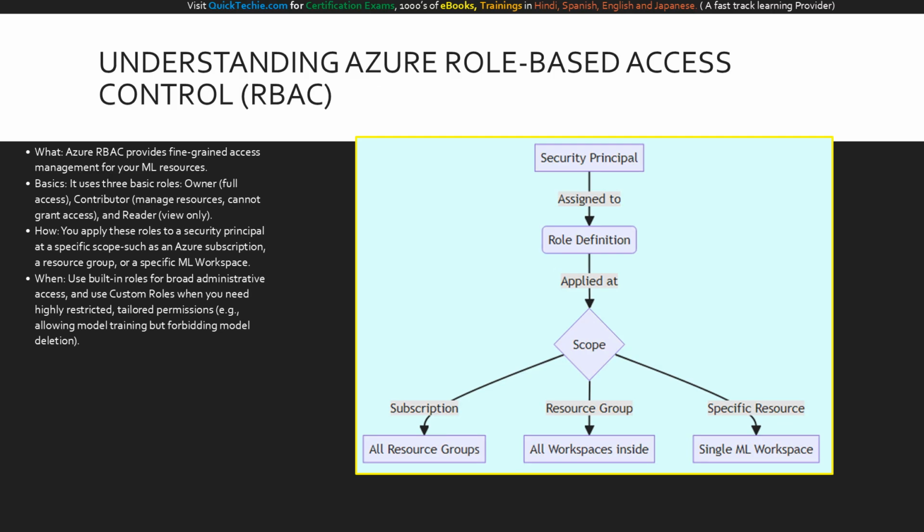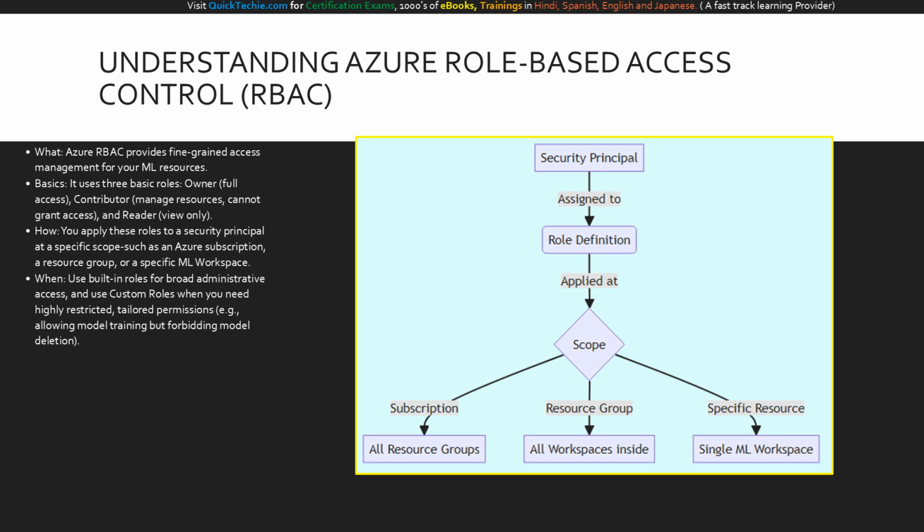Now, let's explore exactly how we grant these permissions using Azure Role-Based Access Control, or RBAC. Azure RBAC is the engine that drives authorization. It allows you to segregate duties within your team. Instead of giving everyone unrestricted administrative rights, you assign specific roles.